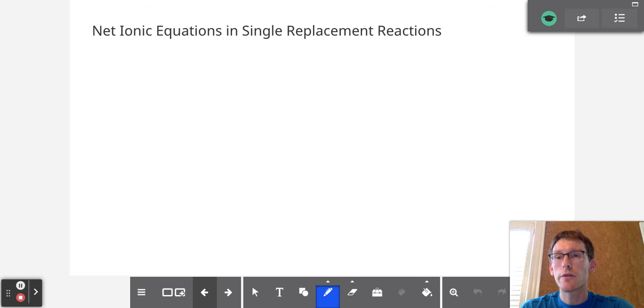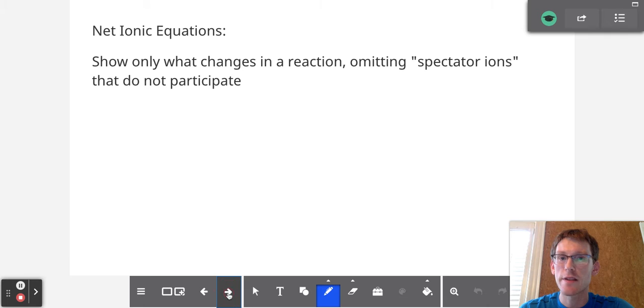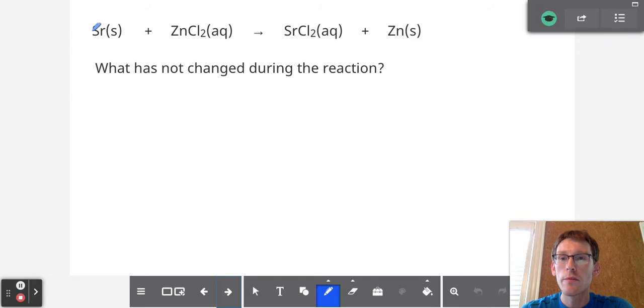In this video, we're going to learn about net ionic equations in the context of single replacement reactions. A net ionic equation is an equation that shows only what changes in a reaction, meaning that it omits any spectator ions that do not play a part in the chemical reaction. If we're looking at this chemical equation here, where strontium displaces zinc in zinc chloride, we are going to ask what has not changed during the chemical reaction.